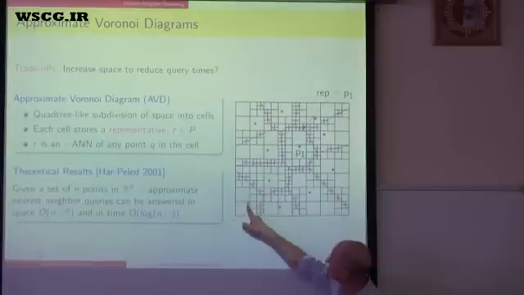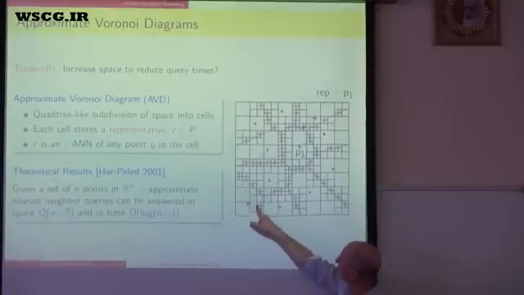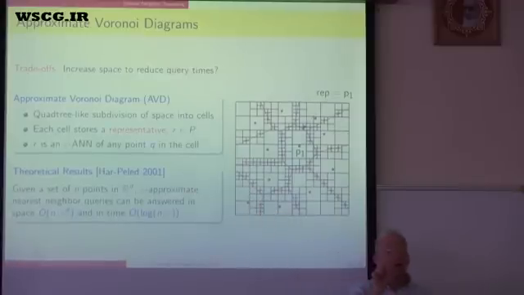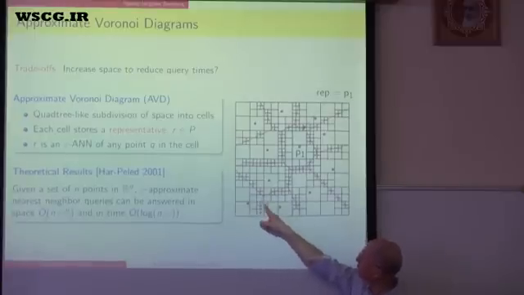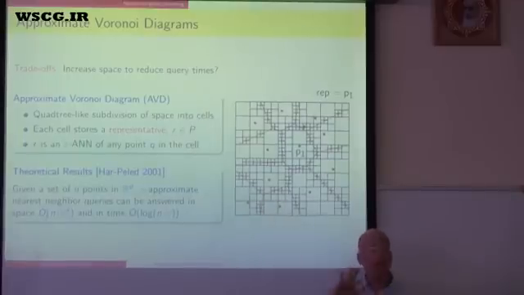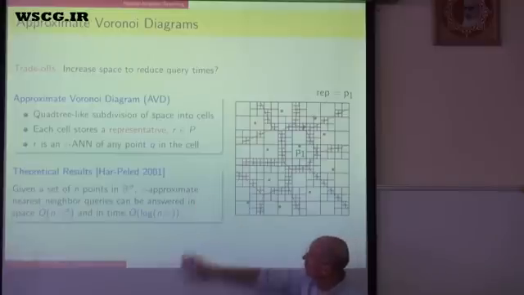In this region, I know this is the nearest point. In this region, I know this is the nearest point. But here, the problem is that because the bisector is here, it could be one of these two points. I should refine until the size of this cell is about epsilon times the distance here. In that case, even though the bisector goes through, I could say either this or this, and I'm approximately correct with either answer. Okay? So Har-Peled presented these results, and I talked about these last time.